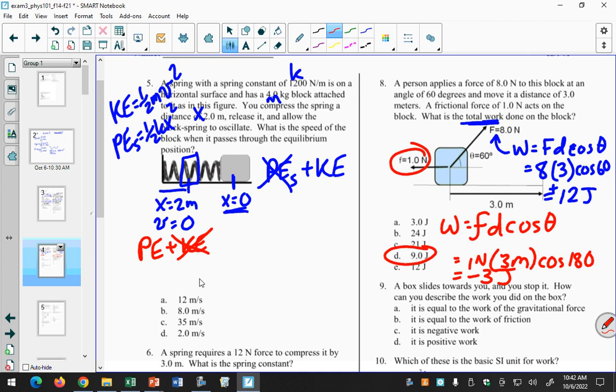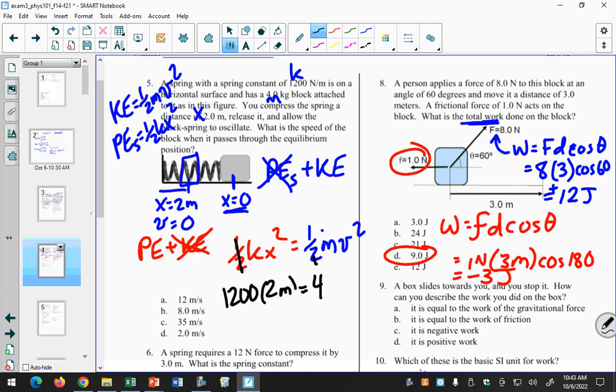So I'm going to set that elastic potential energy, 1/2 kx squared, equal to the kinetic energy at the equilibrium position. That would be 1/2 mv squared. My halves will cancel. I have K was 1200, X was 2 meters, equals the mass is 4 kilograms times the speed, which is what I want to find, squared. That's 2400 divided by 4, 600, square root of 600.